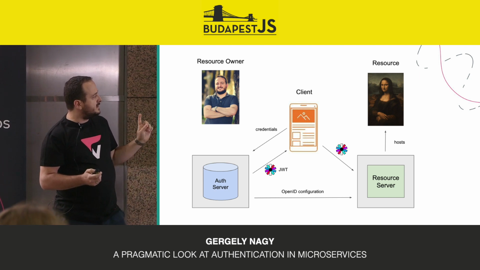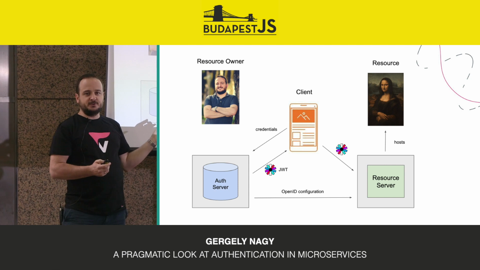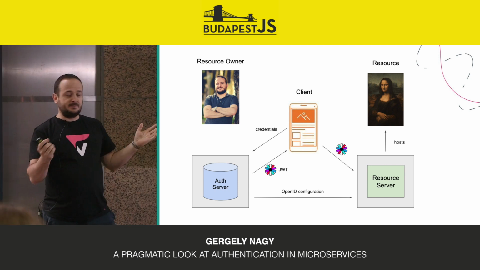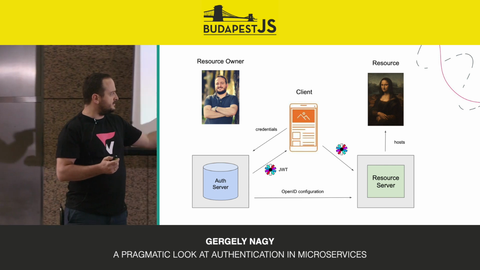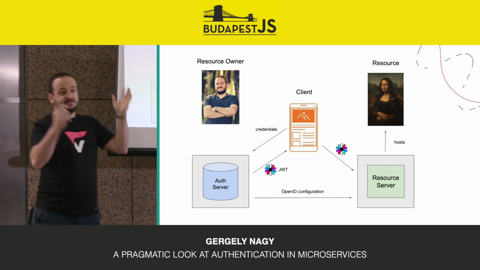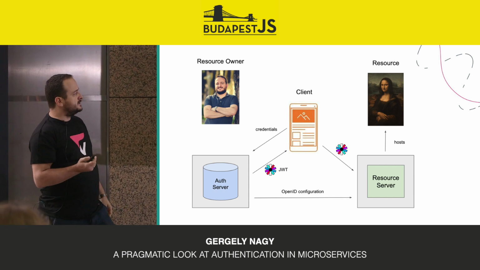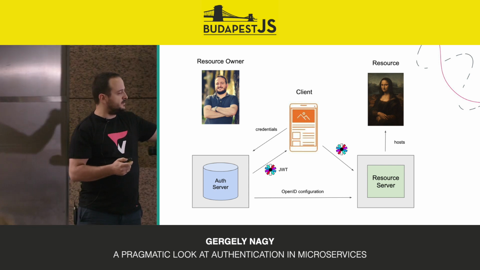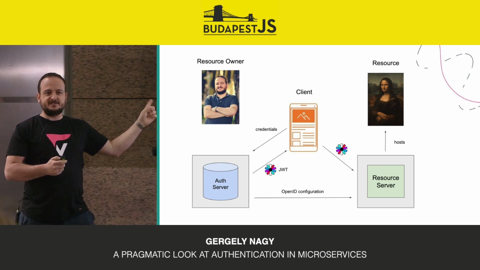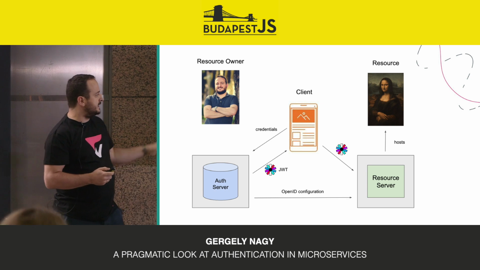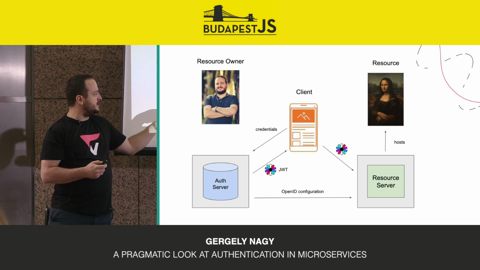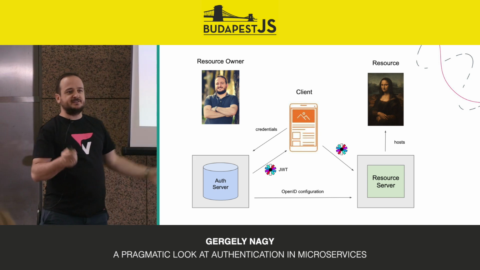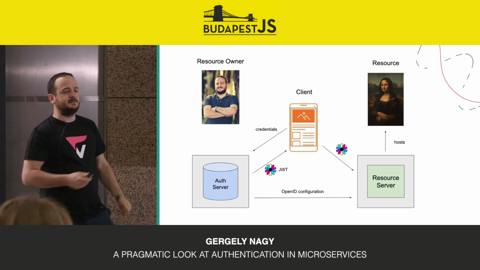Now, how does the resource server know that the token is valid? There's actually a couple of ways to do this. One is the resource server could always ask the auth server, like, is this token valid? The other way to do it is the token could actually be cryptographically signed with a private key. The resource server will need to know the public key. And there is actually an OpenID configuration standard with which you can get it automatically.